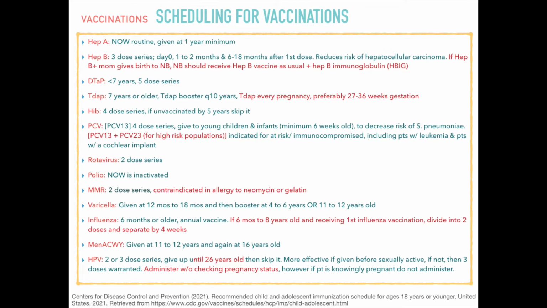That's for 6 months or older. It's an annual vaccine. If you're in between 6 months and 8 years and receiving your first influenza vaccination, CDC says to divide it into 2 doses and separate it by 4 weeks.